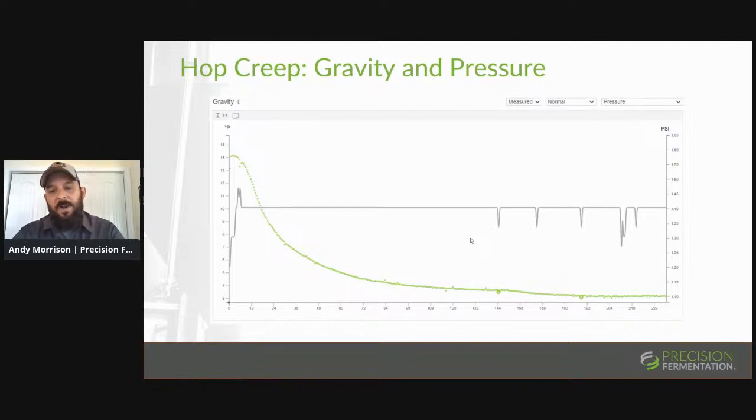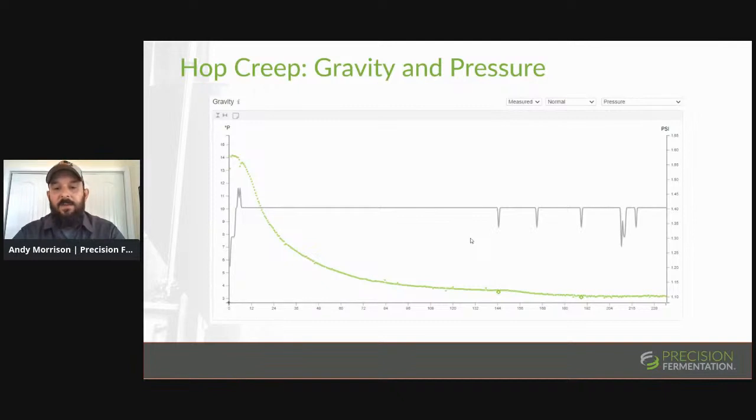Now I've overlaid the pressure graph on top of this to show you the process of what's going on. So you can see those dips downwards. Those in fact are dry hop additions, right? And that initial dry hop addition at 144 hours, what you'll notice if you're looking closely at that graph, is that after that 144-hour mark where they took the gravity and added dry hops, you can see that the gravity actually moves downwards a little bit more. So this is, in fact, evidence of that hop creep, right? We're getting re-fermentation happening because of the hops being added to the fermentation.